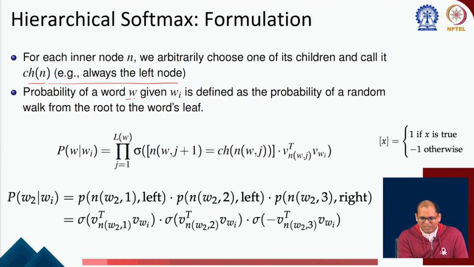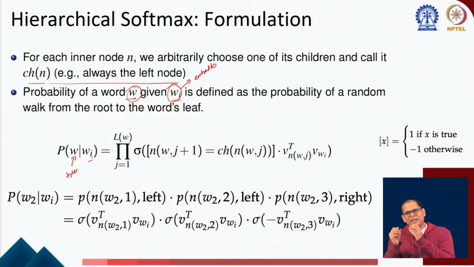Now, the probability of a word W, a leaf node, given a Wi, some arbitrary word, but this is not in the tree. You have the embedding of this, but you do not have the embedding for any word in the leaves. So, you want to compute this probability of W, which is in your tree, given a Wi node. How do you do that?